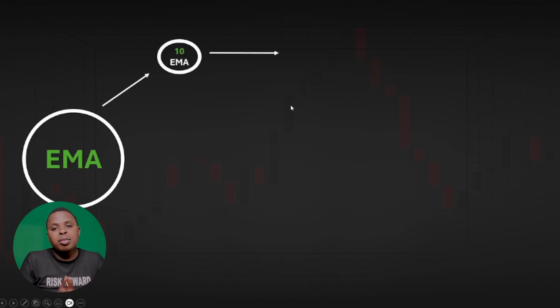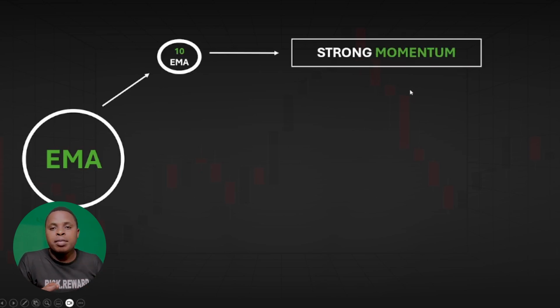Now there are different ways of using the moving averages, and I'm going to show you all those different ways. I will also show you the strategy of how I use one of these moving averages specifically. The first moving average that I use is the 10 period moving average. What is the 10 period moving average for? The 10 period moving average can be used to find strong momentum in the market. If the market is moving above the 10 period moving average, that means it has high momentum.